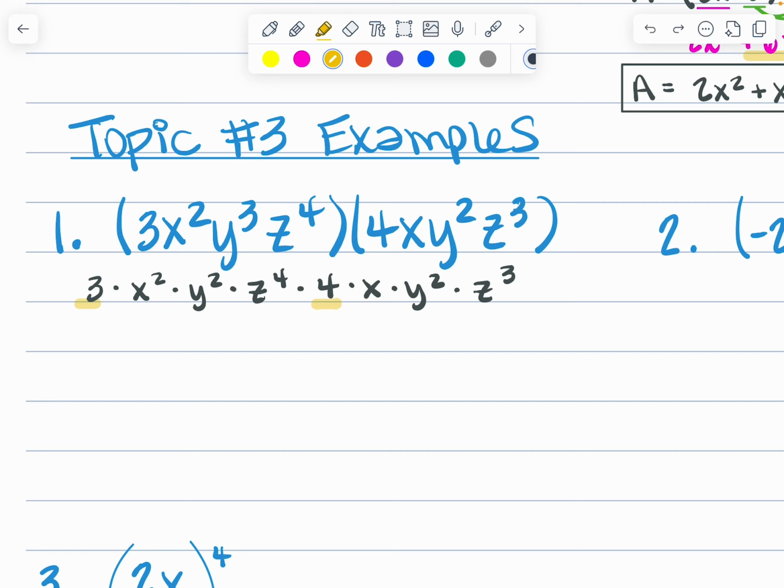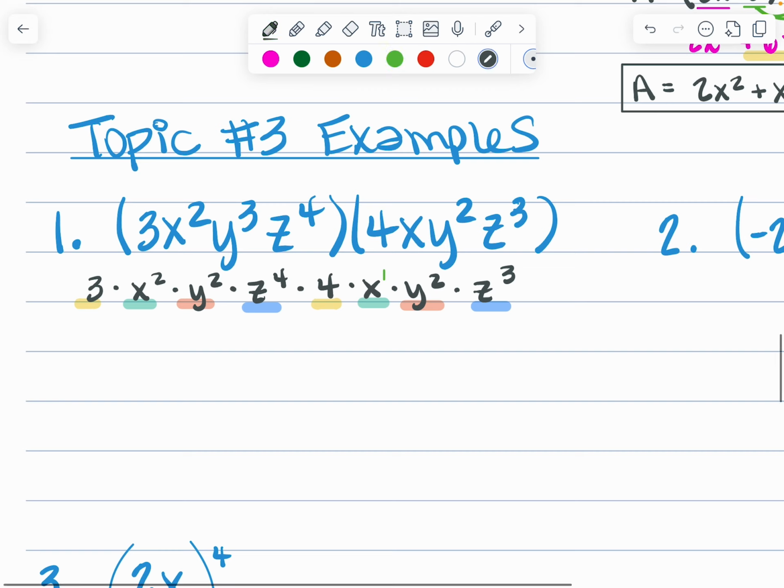This is 3 times x, right? It's just we shove them together to show multiplication, but they're actually totally separate factors. So 3 and 4 can get multiplied together just like normal everyday numbers, but then we have an x squared and an x, and remember that x has an understood 1 power. Then we have an x squared and another x squared, and then we have a z to the 4th and a z cubed, right? So here we go.